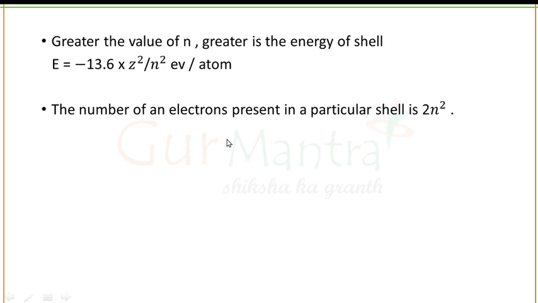The number of electrons present in a particular shell is 2n square. Means if we want to calculate the number of electrons in a shell, it can be calculated by the formula 2n square. You have to simply put the value of n, the value of principal quantum number in this formula, and you will get the result.